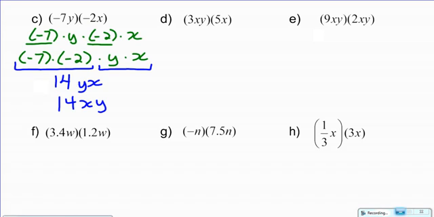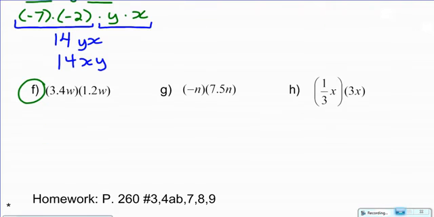D, I'm going to have you try D by yourself. I'm going to have you try E by yourself. And I'm going to have you try F by yourself. Okay, I will show you G and H.